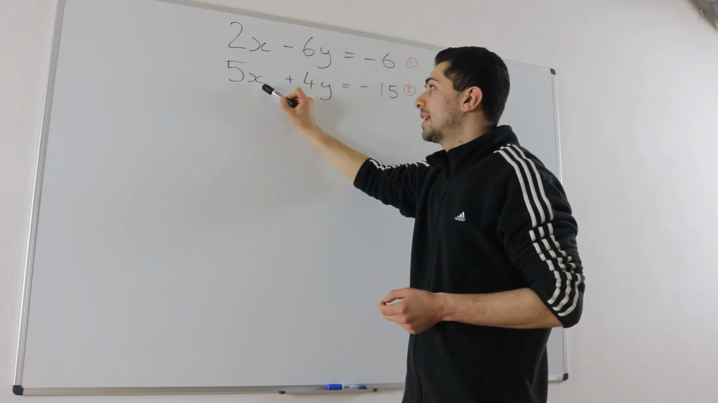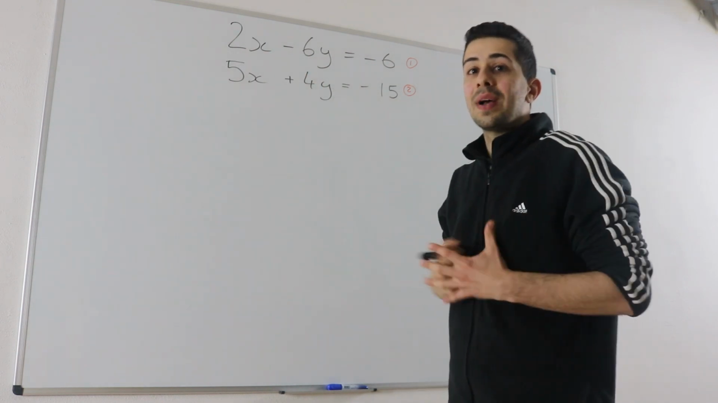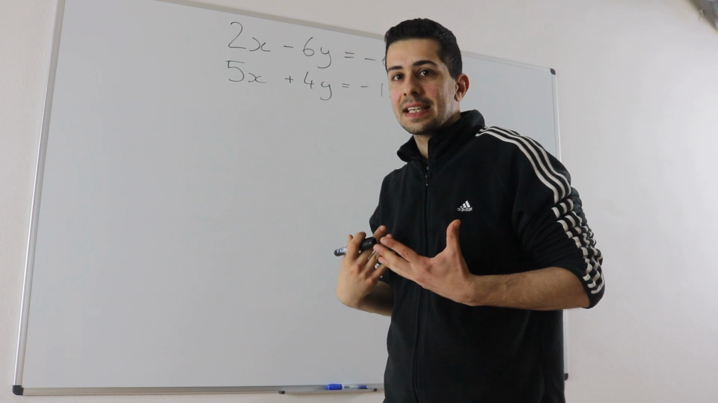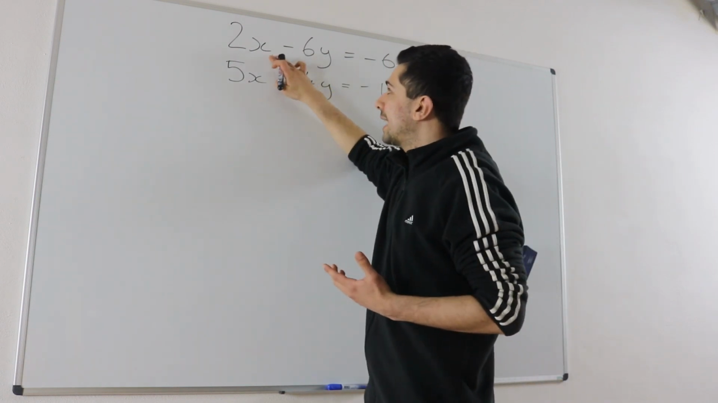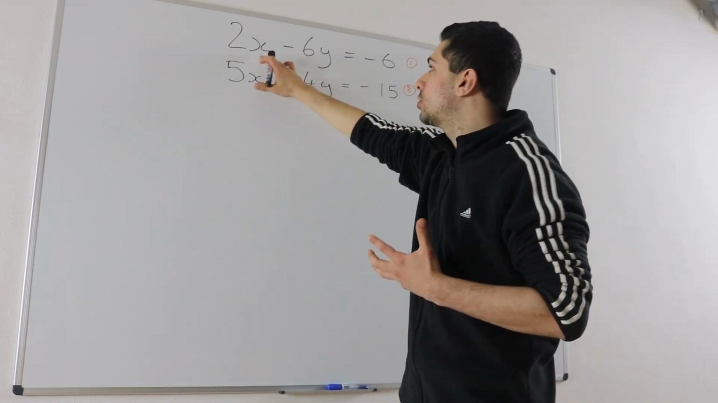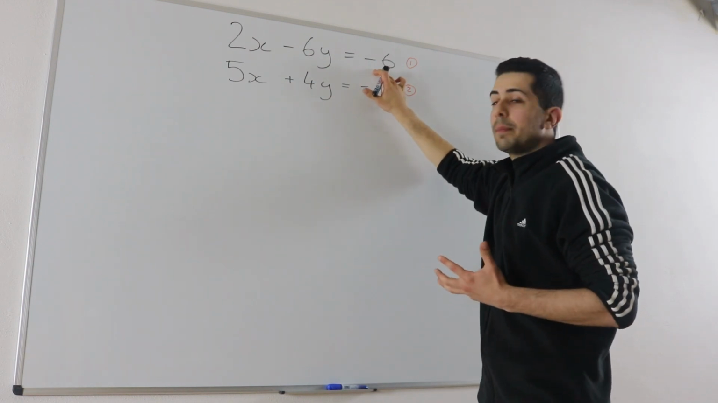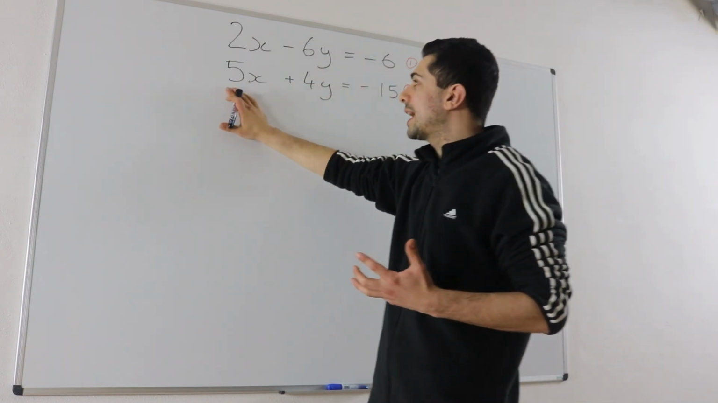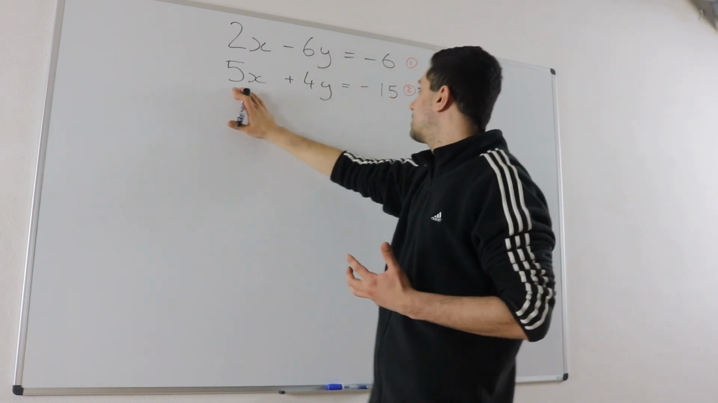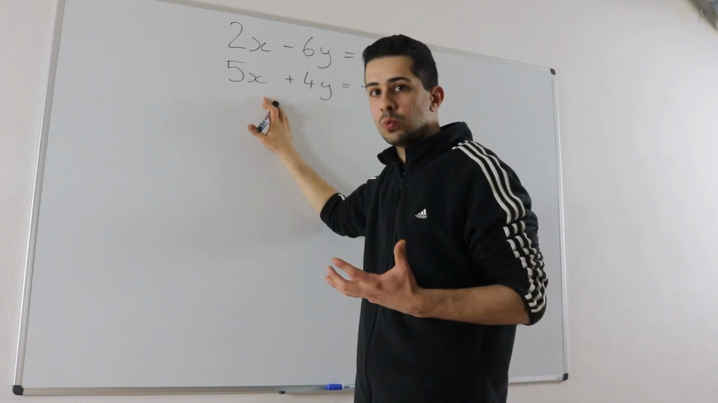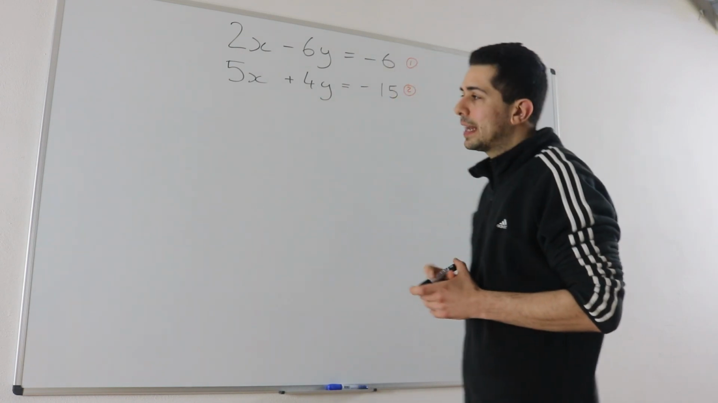So let's take a look at x. Here I have 2x and 5x. Their lowest common multiple is 10x. So in order to get 10x at the top, I would need to multiply equation 1 by 5. And to get 10x at the bottom, I need to multiply the second equation by 2. I can do that and work it out.